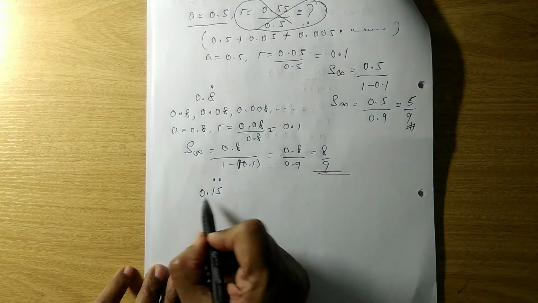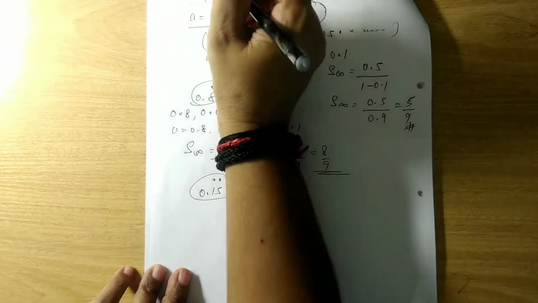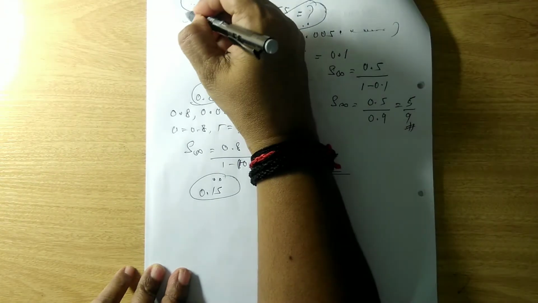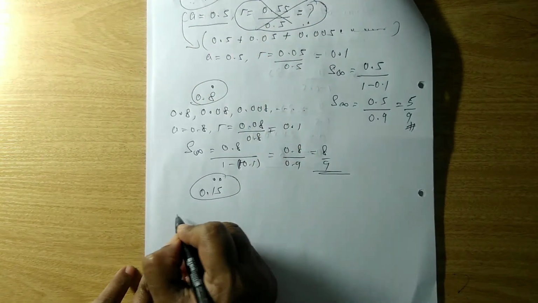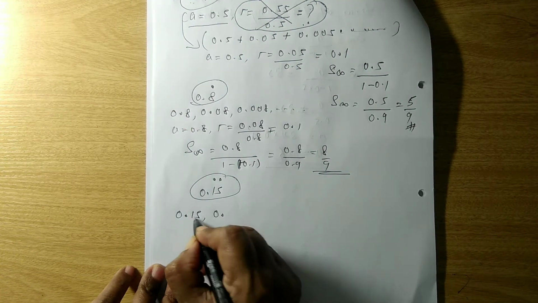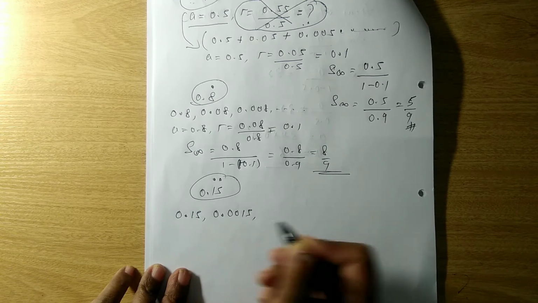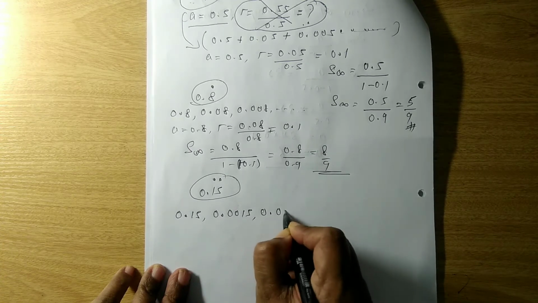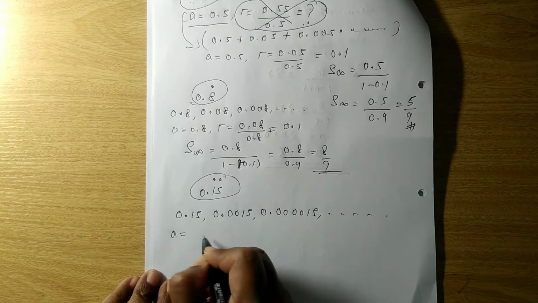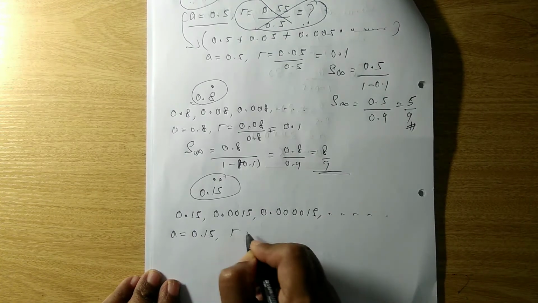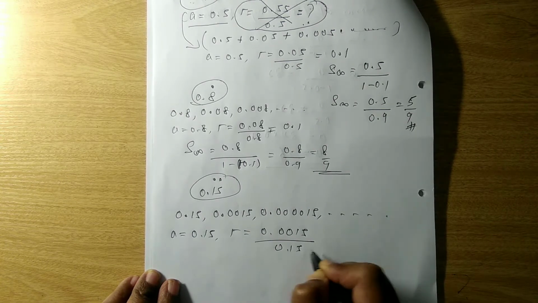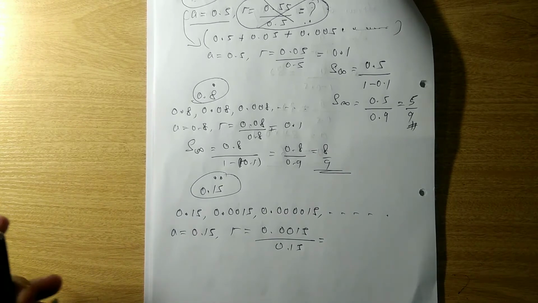Okay, likewise here, if you have got something like this, these are my terms. Okay, you won't use this. This is a bit more complicated. We just use this easier. Okay, alright, so the first one is 0.15. Okay, second one is 0.0015, 0.000015, and so on. Okay, so my A is still 0.15. My R will be 0.0015 over 0.15, which gives you about 0.01.